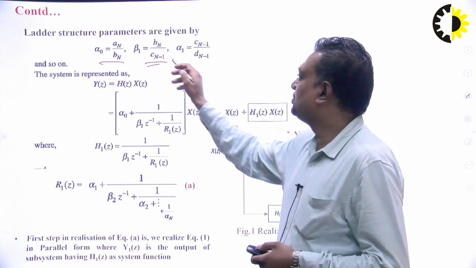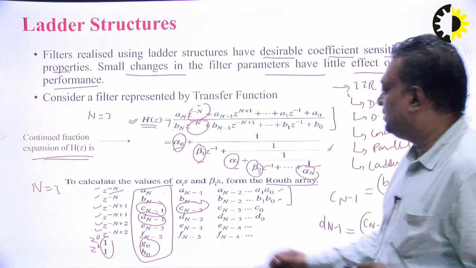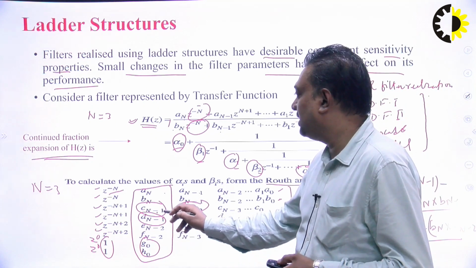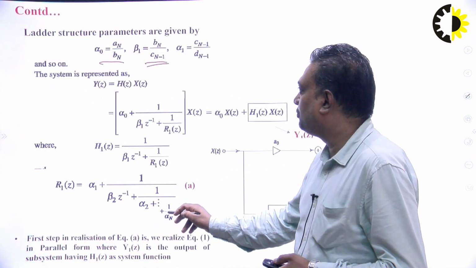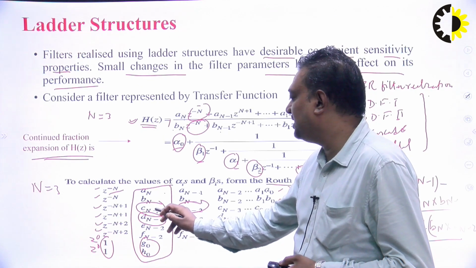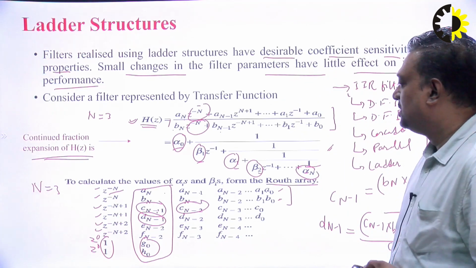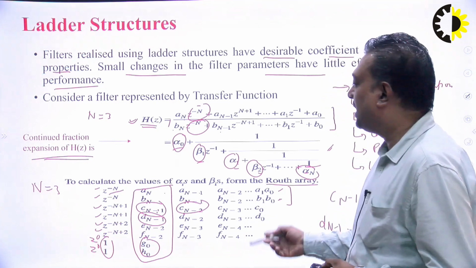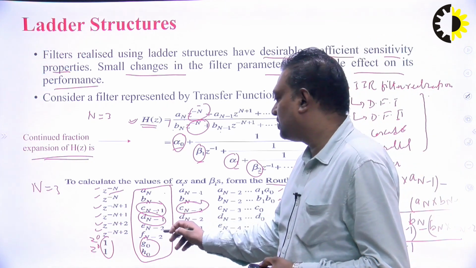dn upon cn minus 1. Then the next coefficient will become alpha 1. Alpha 1 is cn minus 1 upon dn minus 1. Similarly, the next coefficient is beta 2. Beta 2 is dn minus 1 upon en minus 2.